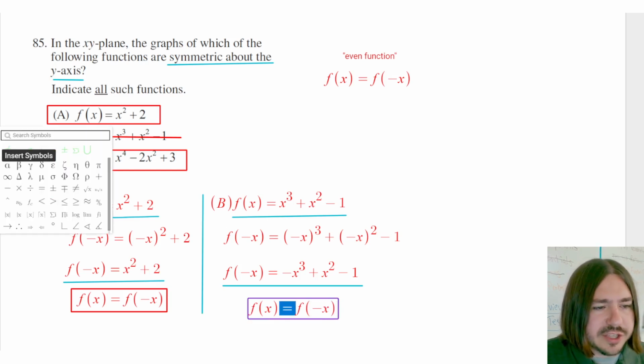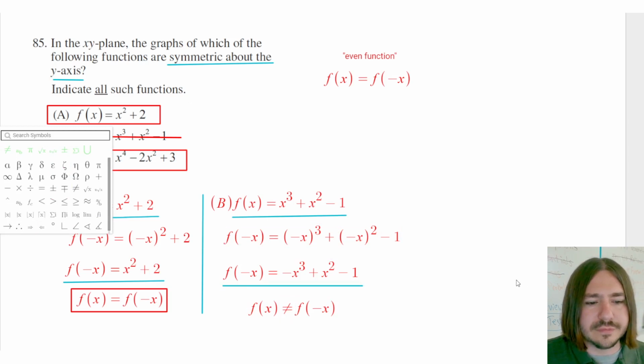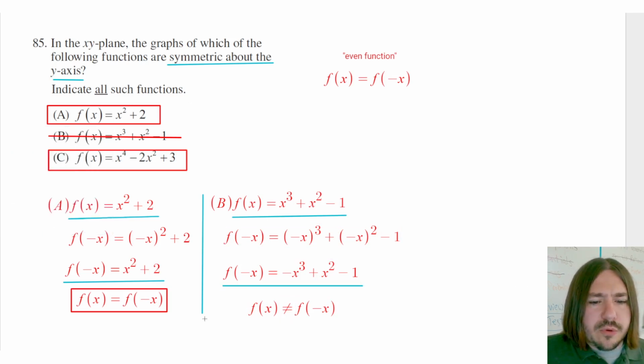Yeah, let's change that to a not equals. There we go. Okay, so it's definitely not going to be B.